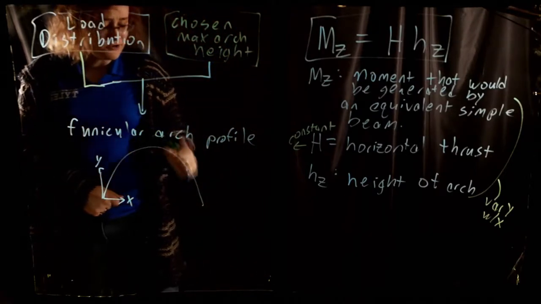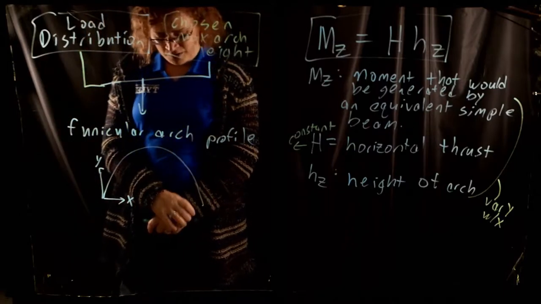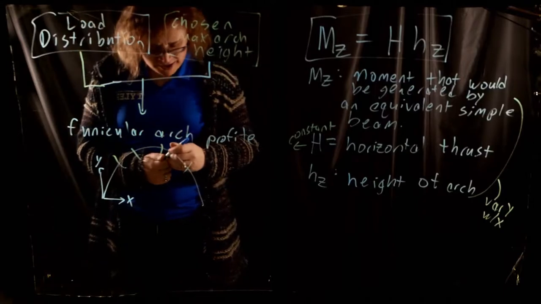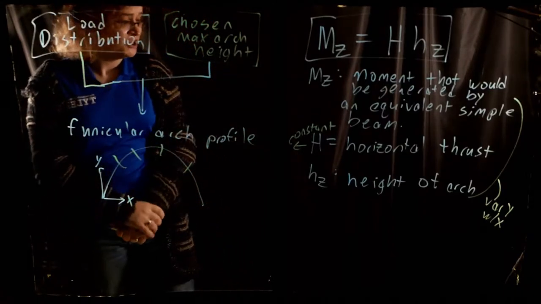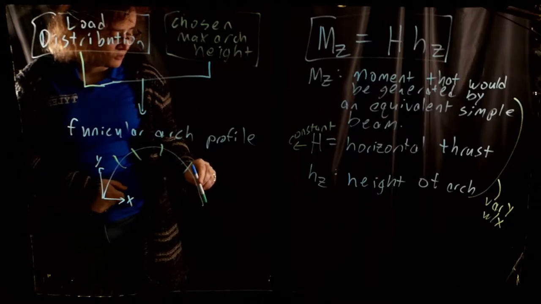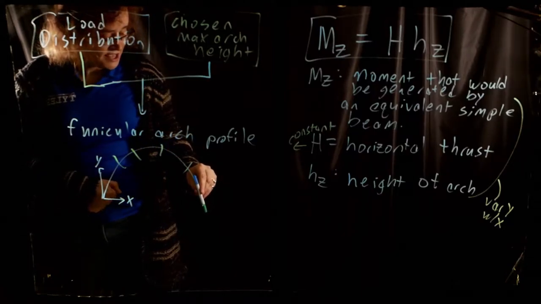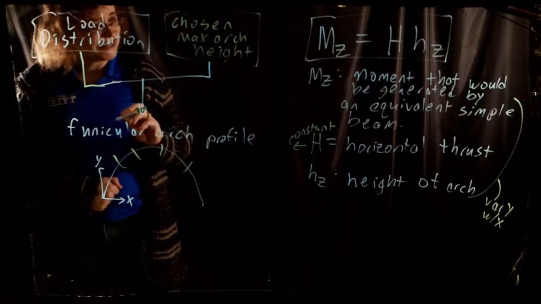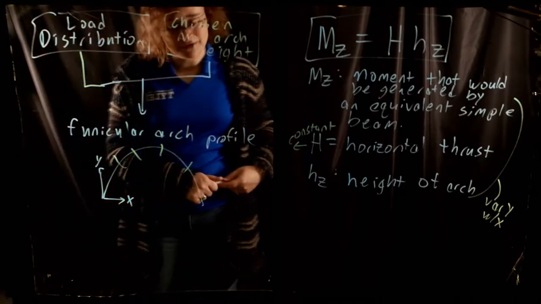And no matter where you cut that arch, whether you take a section here or here or here or here, no matter where you take a section in that arch, you will have pure compression at that location. In other words, your only internal force will be compression, and that force vector will always line up with, or be tangent to, the curve of the arch at that location.